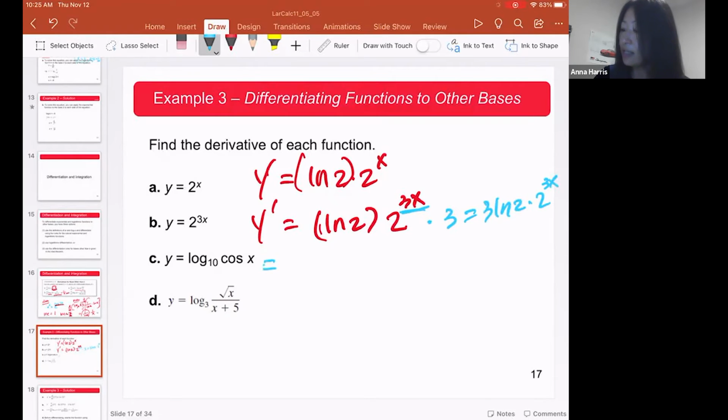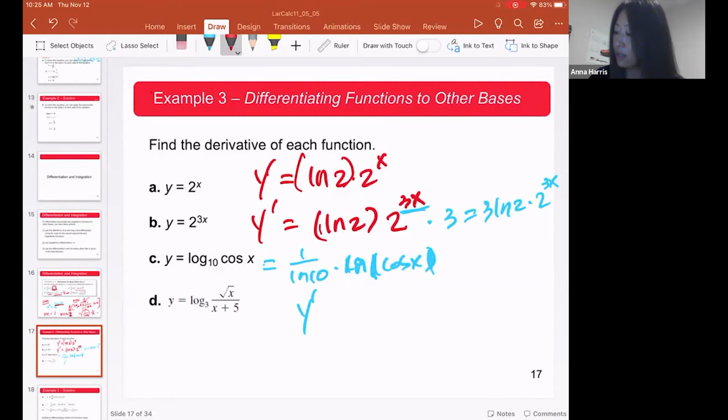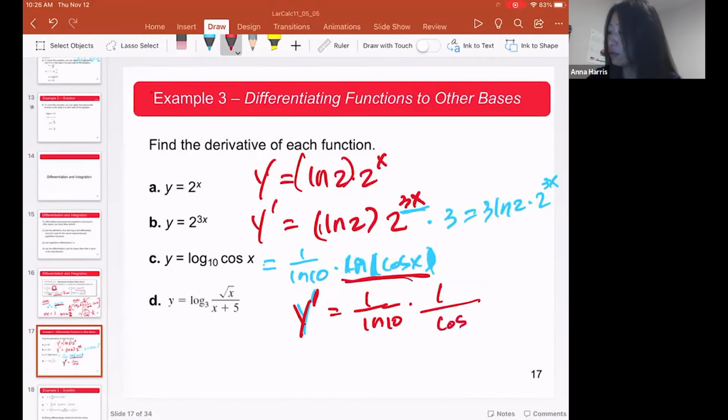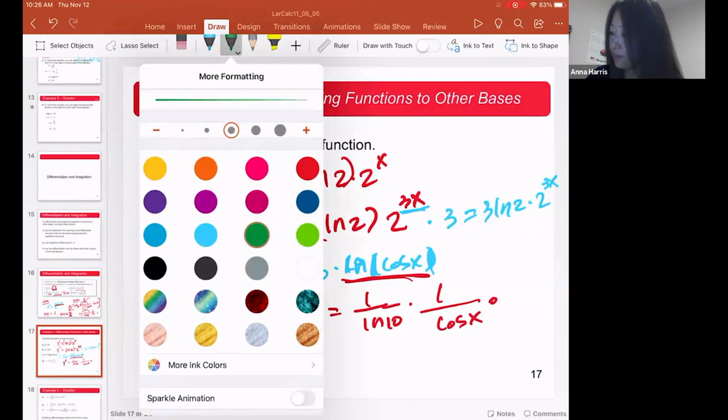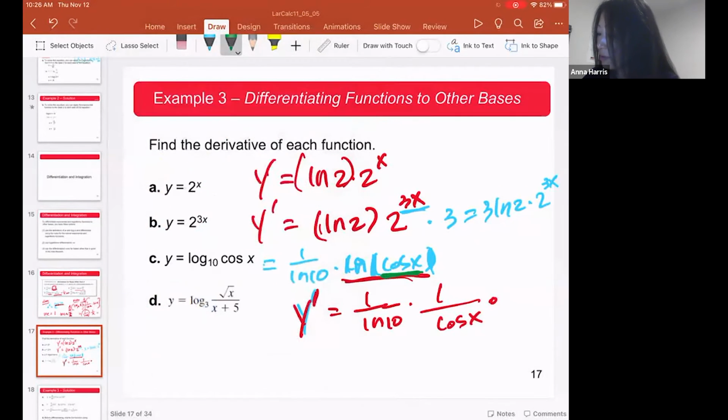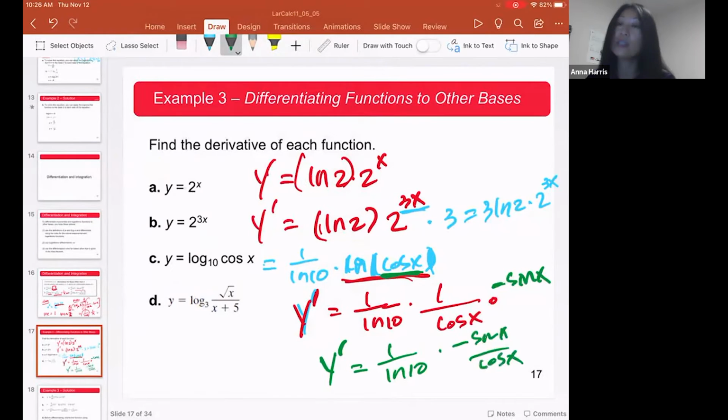All right, in this case, I can rewrite this problem as 1 over natural log of 10 times natural log of cosine x. All right, so now take a derivative of that. So y prime is 1 over natural log of 10, it's just a number, so I'm not doing anything. Derivative of this is 1 over cosine x times the derivative of cosine. What is the derivative of cosine? Negative sine x. So we finished. So y prime is equal to 1 over natural log of 10 times negative sine x over cosine x, which is the same as what? Tangent x. So my y prime is equal to negative tangent x over natural log of 10.